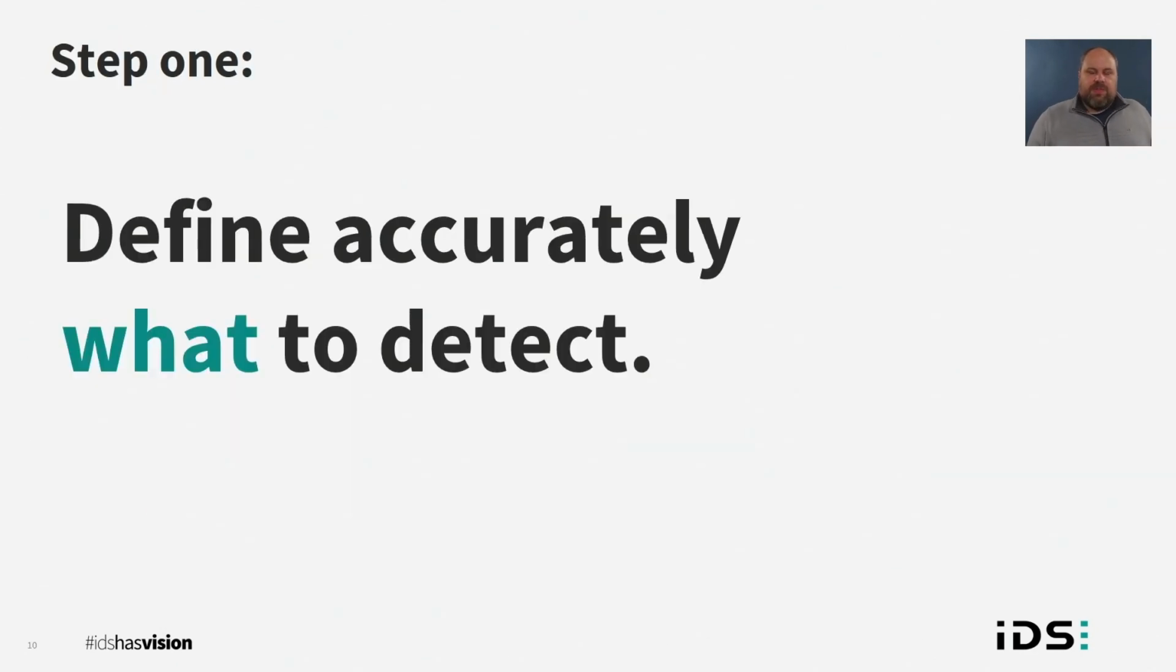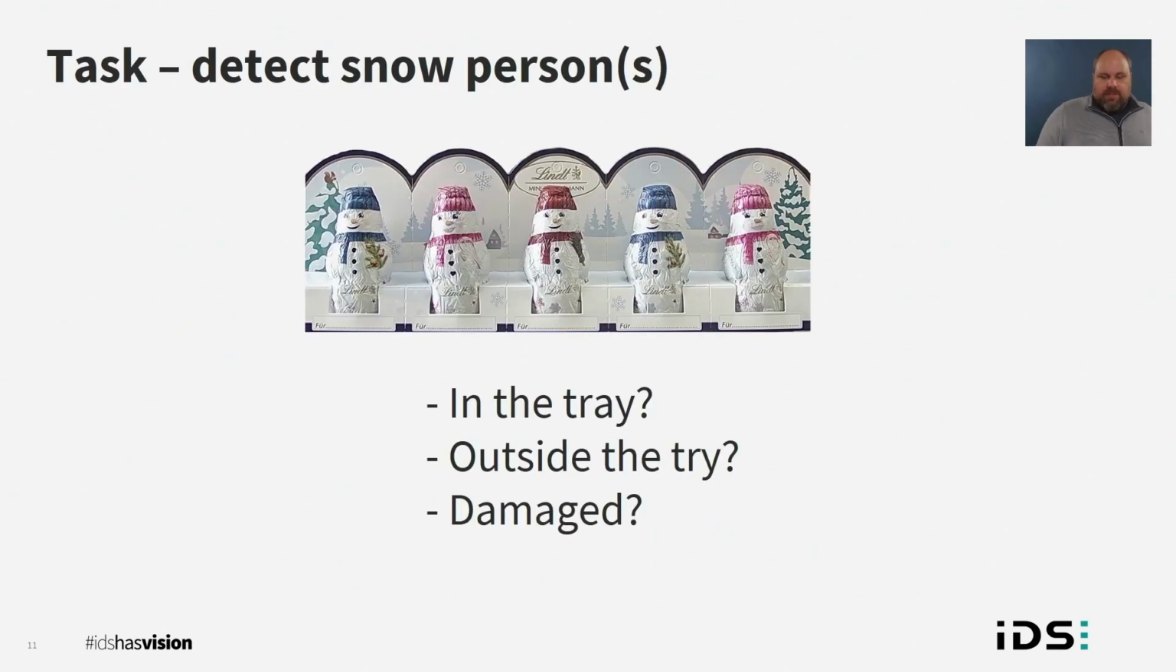The first step is usually to define very accurately what to detect. In this case, if we look at our object again, you have to define, okay, what do I actually want to detect? Do I want to detect them only in the tray or also outside the tray? Mostly, if you want to detect something, you also want to work with it maybe, or detect it in situations and with different settings where the object is not in the perfect state. So do you also want to detect it when it's damaged?